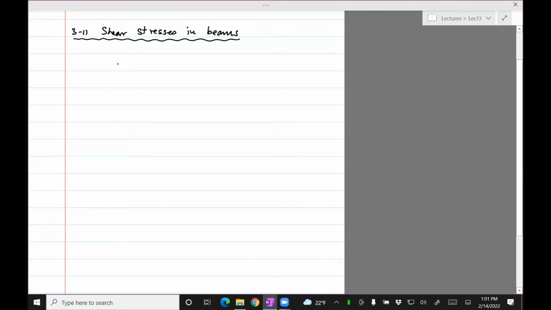We are trying to derive an expression for the shear stresses in a beam. Earlier, we derived the expression for normal stresses in a beam. And so, consider a beam.